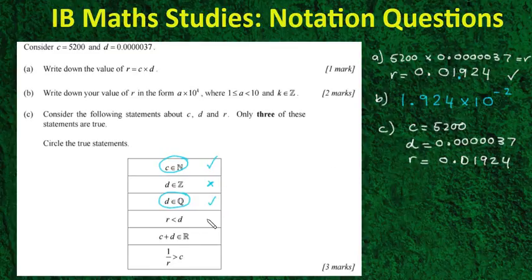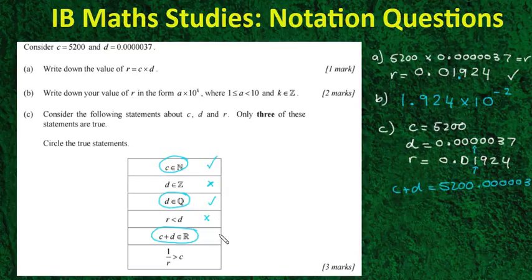I have to do one more, sorry. R is less than D. Well, R is certainly not less than D. It is bigger than D. Looking at our place values, that one there is bigger than a 0. C plus D. So if I add these together, C plus D, we get 5200.12345537, which is going to be a real number. Well, that is correct because that does sit on our number line.